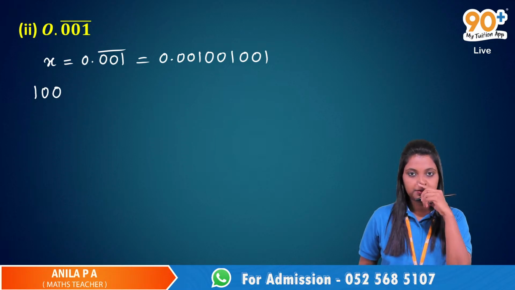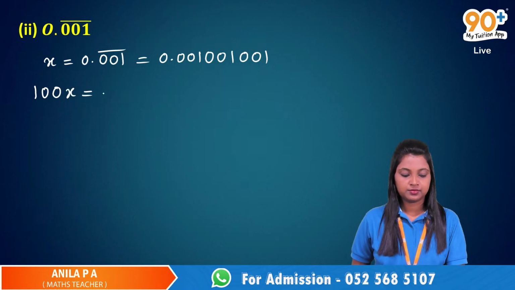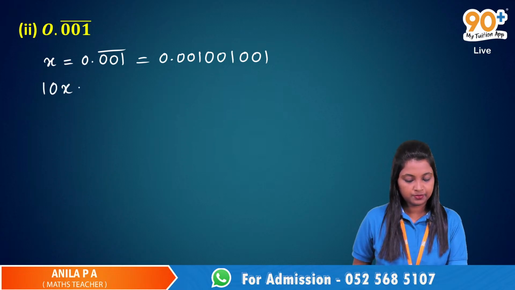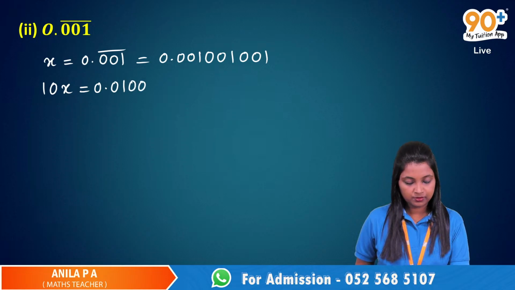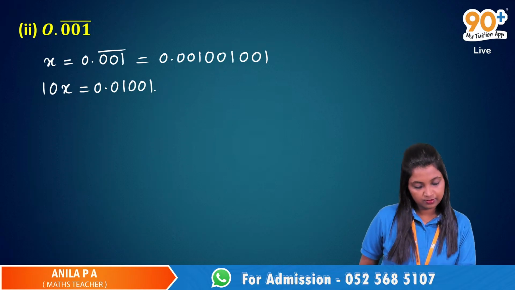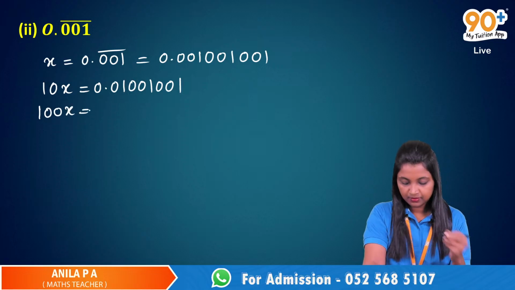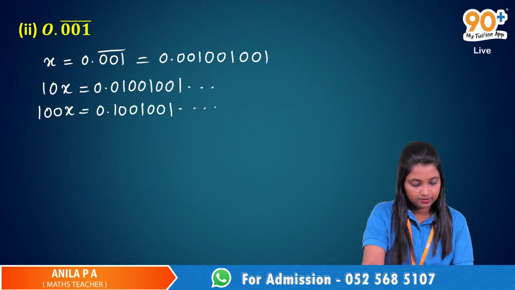Okay, I'll do it systematically because I'm very confused. So we can go 10x. 10x, we get 0.01 001 continuing. And then 100x, 100x we get 0.1001 001.